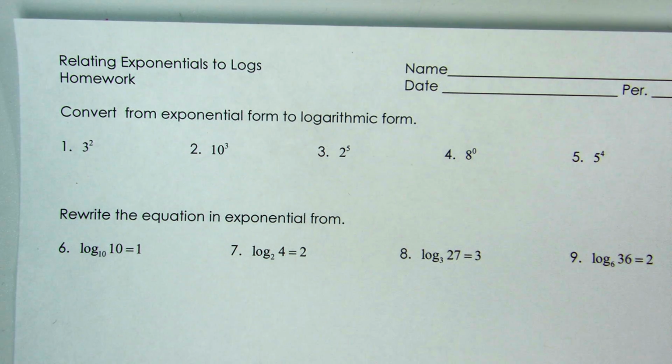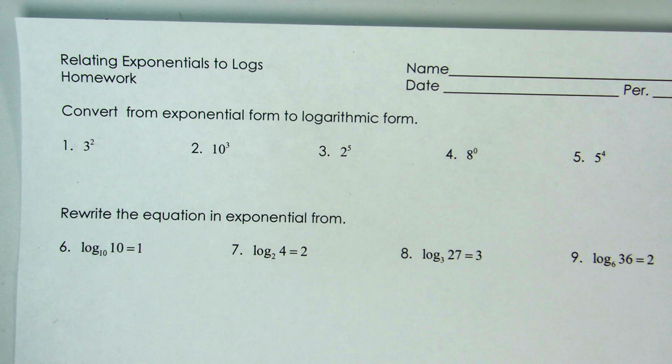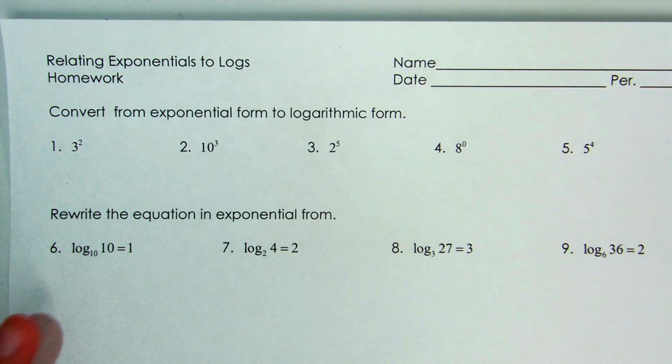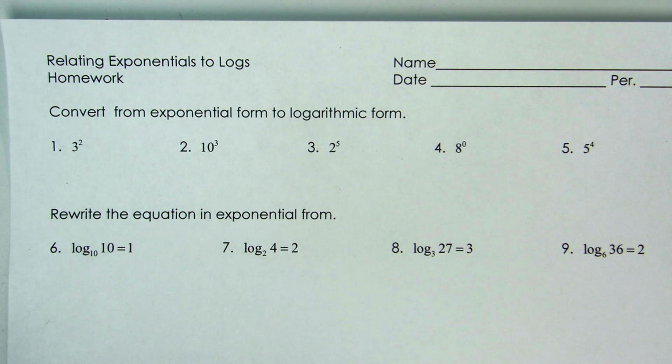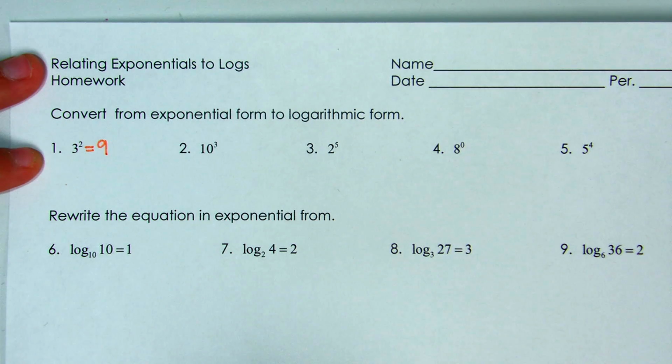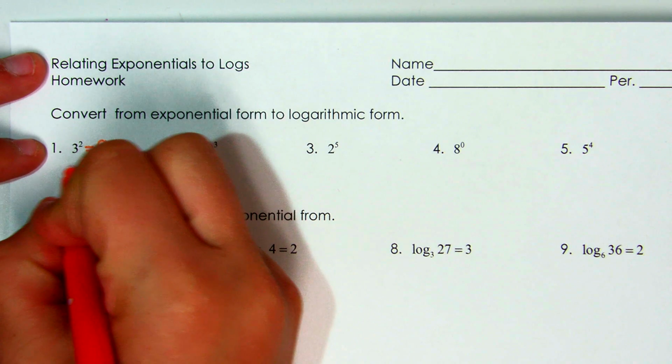Alright, so today we learned converting between exponentials and logarithms, so we are going to practice. The first part says to convert from exponential form to logarithmic form. So the first thing I'm going to do is figure out what does my equation equal. So 3 squared equals 9. Alright, and then I'm going to write it as a log.